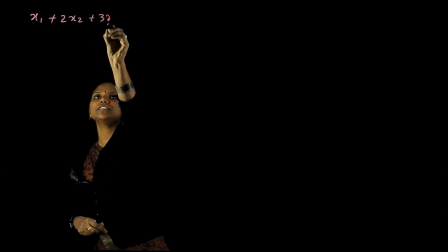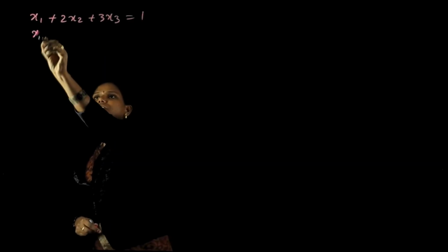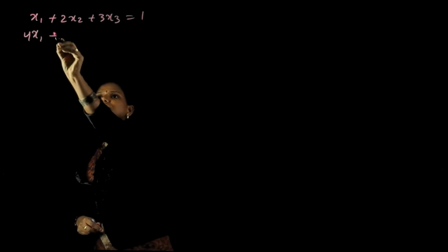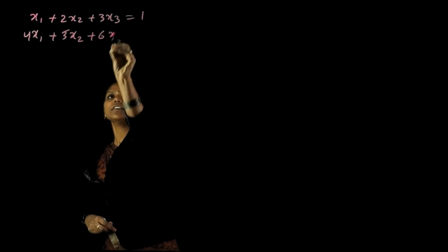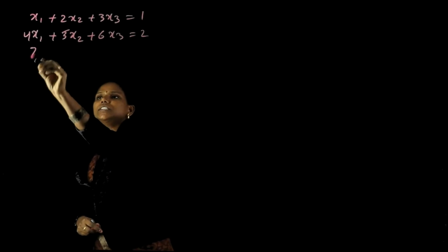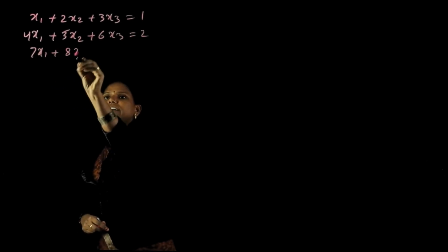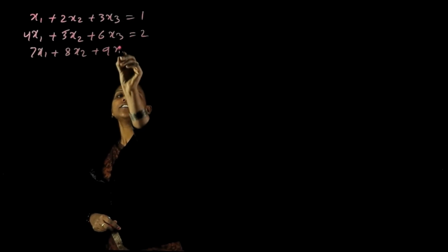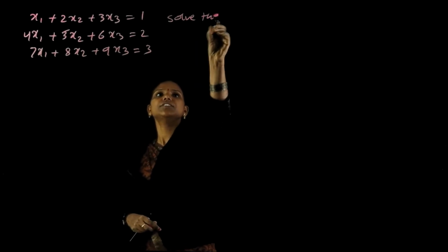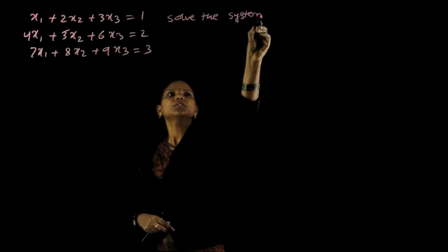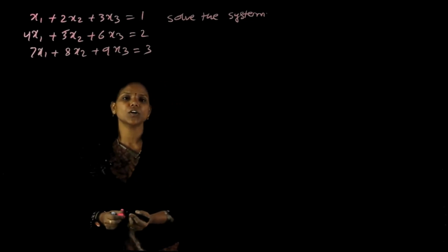Let us see one example on solutions of a system of linear equations. x1 plus 2x2 plus 3x3 equals 1. 4x1 plus 5x2 plus 6x3 is equal to 2. 7x1 plus 8x2 plus 9x3 equals 3. Solve the system. So we can solve the system by using the Gauss elimination method.